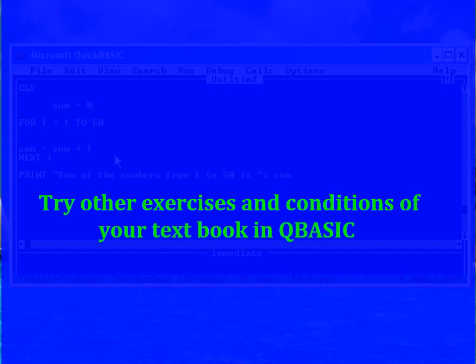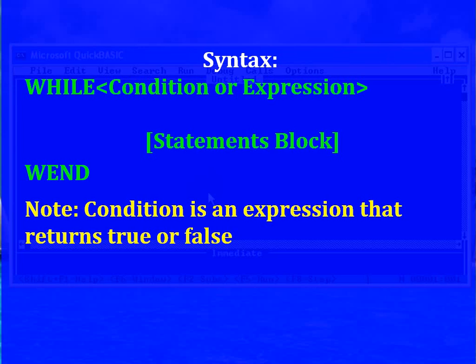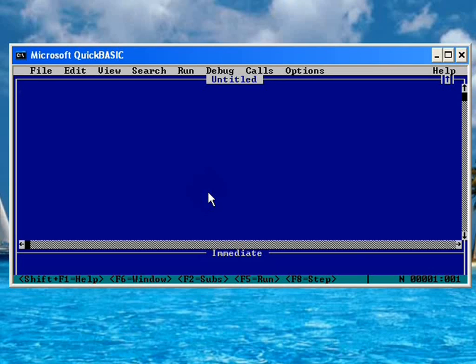using for next loop. Now let's use the while wend loop statement. Here you can see the syntax. It is similar to for next. While is ended with WEND. The statements inside the while and wend are executed only when the result of the condition is true. While checks the condition at the entry point and lets the execution of the loop only when the condition is satisfied.